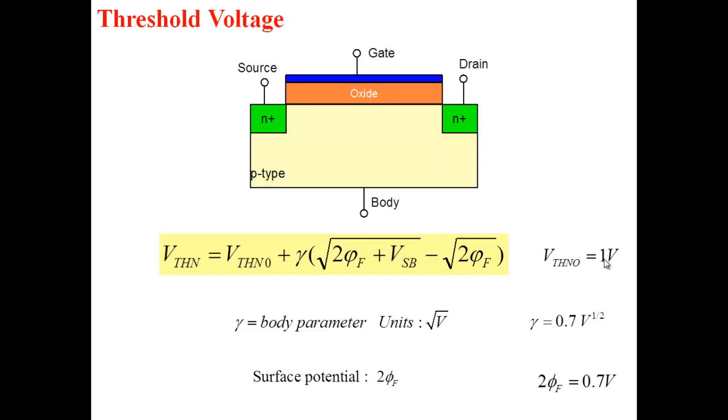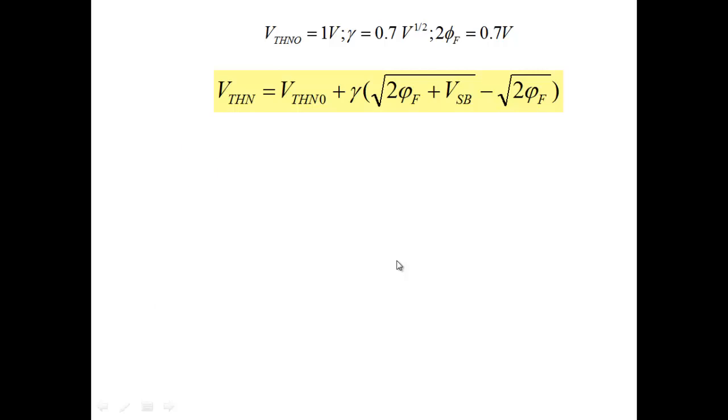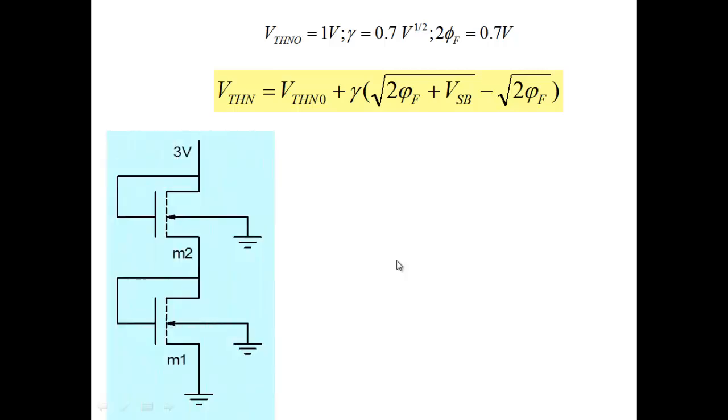VTHN0 is 1 volt. As you increase the temperature, the threshold voltage would decrease, would become lower. All right, how much does it become lower? That also is information you can get from the technology information. All right. Okay, so let's look at this particular picture here.